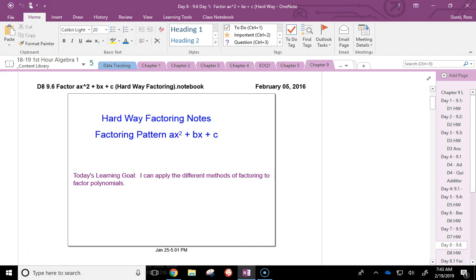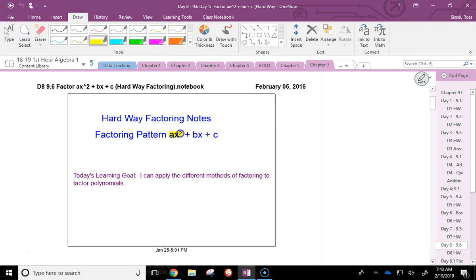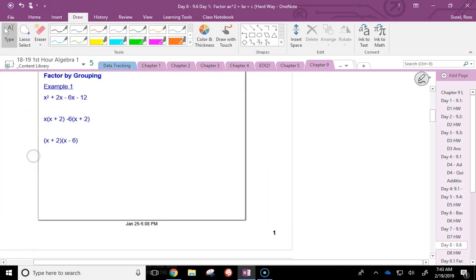So our goal today is I can apply the different methods of factoring to factor polynomials. Up to today, all of our patterns that we have been solving for, where we had x squared plus bx plus c, our a term has just been x squared. Well, today we're going to see what happens when we have like 2x squared or 6x squared and how we factor those. So, on this first one, I like this.